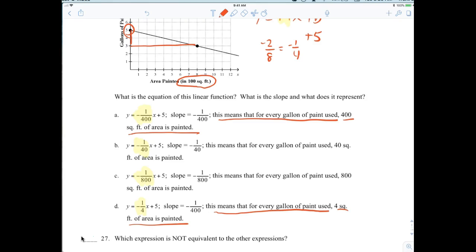And obviously, because they're measuring in what? Hundreds, the correct answer should be A. And like I said, you just have to be real careful that you didn't accidentally put negative 1/4 down.